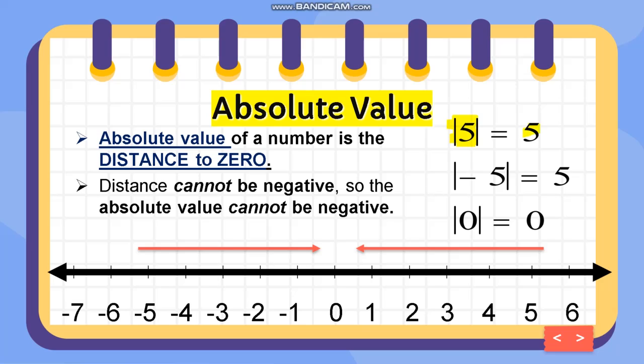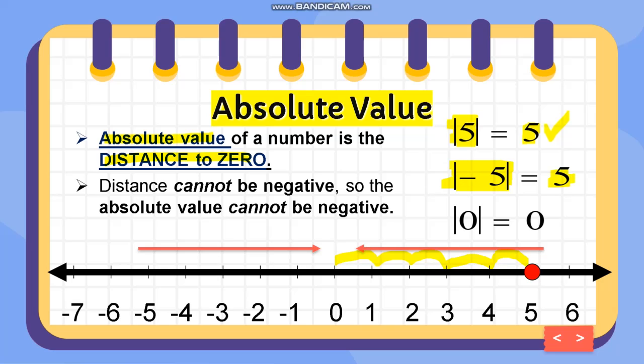The answer is +5. Why? Because when we say absolute value, that is the distance to 0. So let's prove it. Where is +5? +5 is here. So what is the distance from 0? 1, 2, 3, 4, 5. That's why the answer is 5. Another example is the absolute value of -5. The answer is also +5.